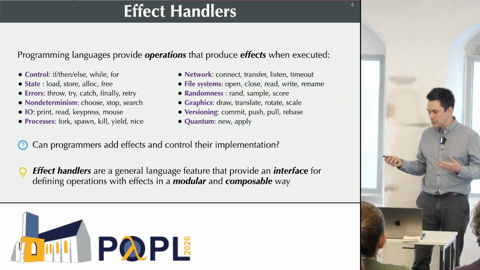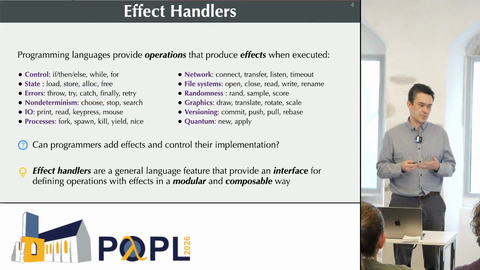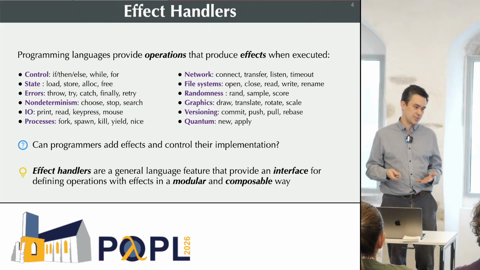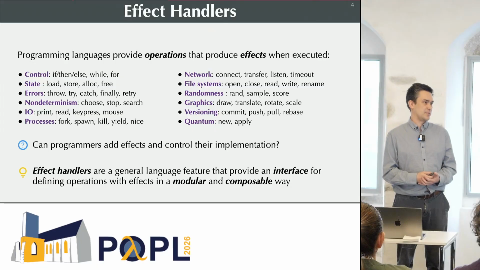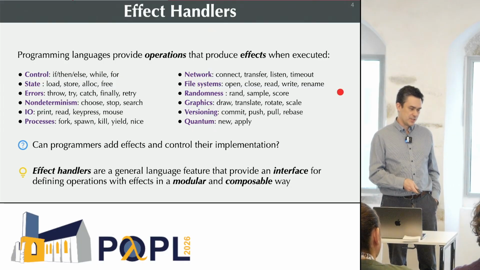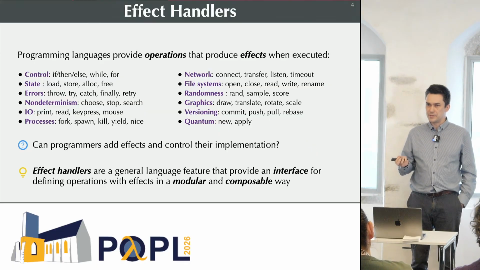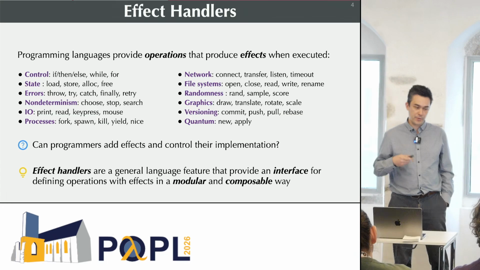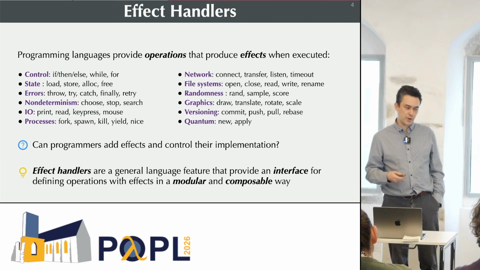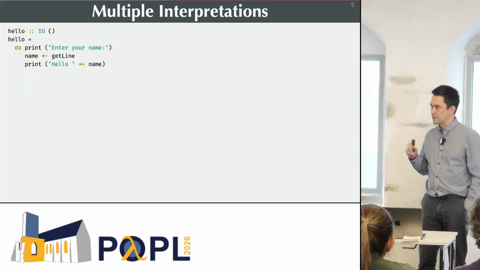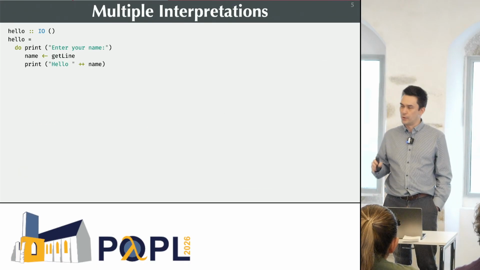And I'm not going to go through every single example here, but the point is that programming languages provide lots of different operations, and there are lots of different effects that might be executed. And so the real question is, can programmers add effects and control their implementations? And we think that effect handlers are a good way of doing that. They provide an interface for defining operations that are modular and composable. So I'm going to go through a very concrete example of what this means.